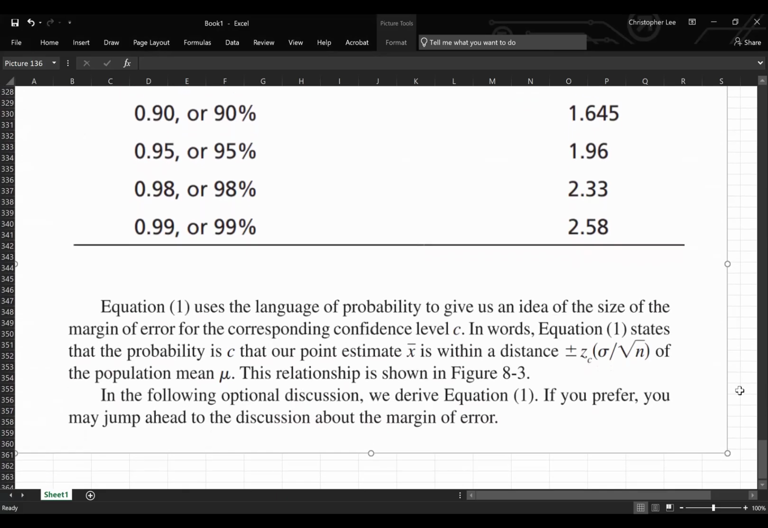So if it's 90%, it's 1.645. If it's 95, it's 1.96, etc. You get the idea, right?